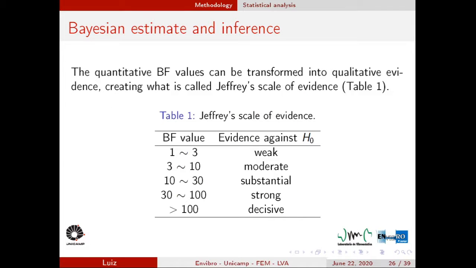Using the Bayes factor values, we can transform them into qualitative evidence using the Jeffreys scale of evidence. As we can see, according to the value that the Bayes factor has, we have the evidence against the H0, which is the evidence of theta being equal to theta 0. In other words, we have evidence in favor of H1, which is theta being equal theta 1.